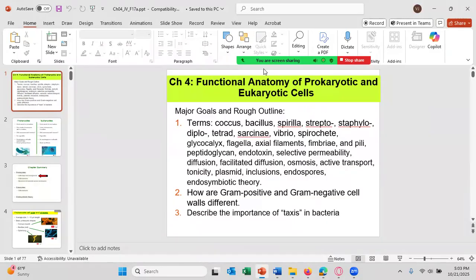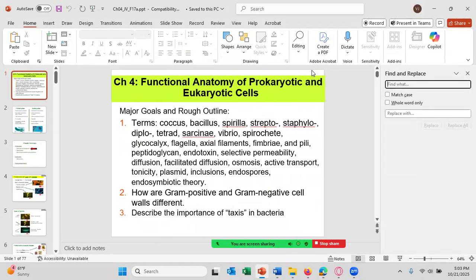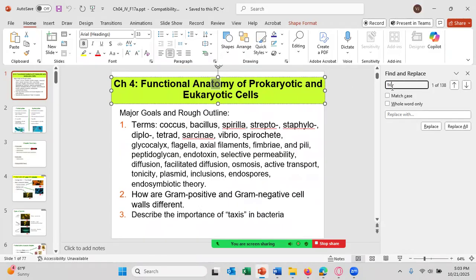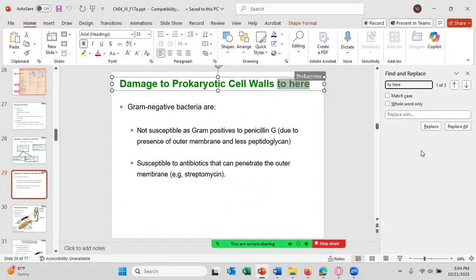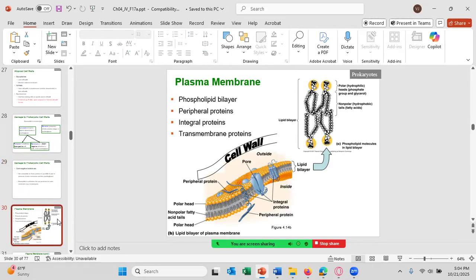All right, where were we? I like it when it opens to the last place you were at, but it's not doing that now. All right, we talked about damaging the prokaryote cell wall. Any questions about anything about the cell wall? If not, let's move on to the cell membrane.